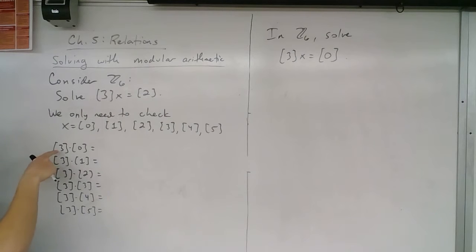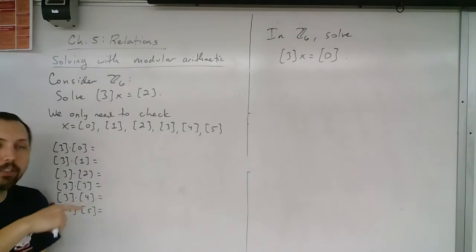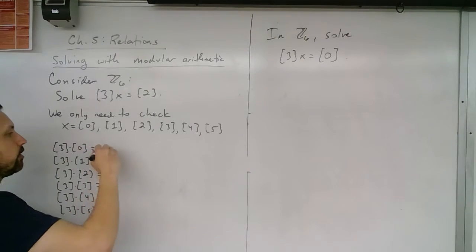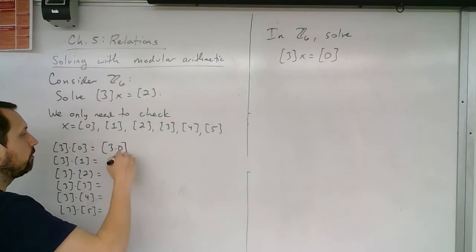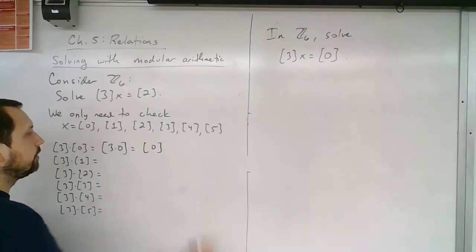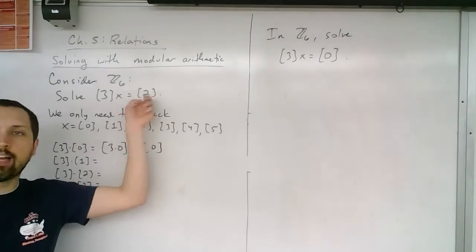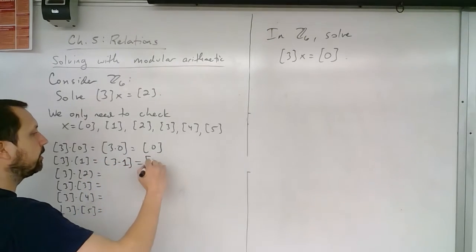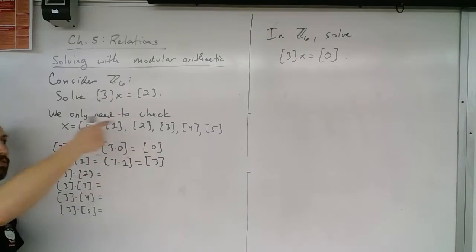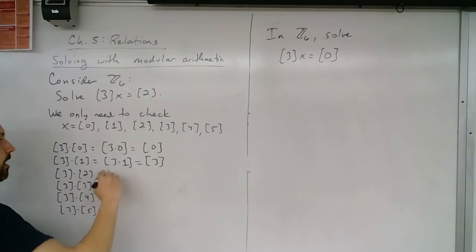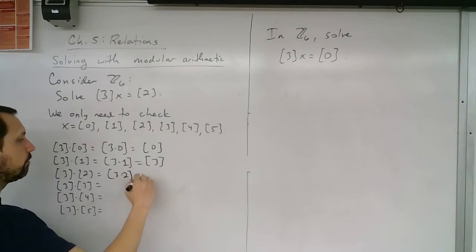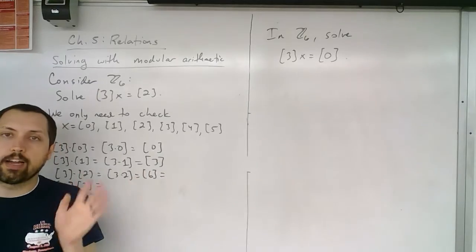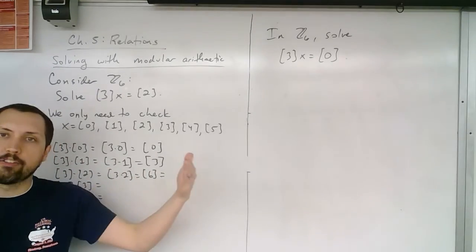If I take the relation class of 3 times 0, remember, we're just multiplying these. So 3 times 0 gives us the relation class of 0. Obviously not the relation class of 2. Try this again. We take 3 times 1. This is the relation class of 3. That's not 2. Okay, now 3 times 2, that's the relation class of 6. But again, that's not one of these. We're trying to bring it back between 0 and 5.